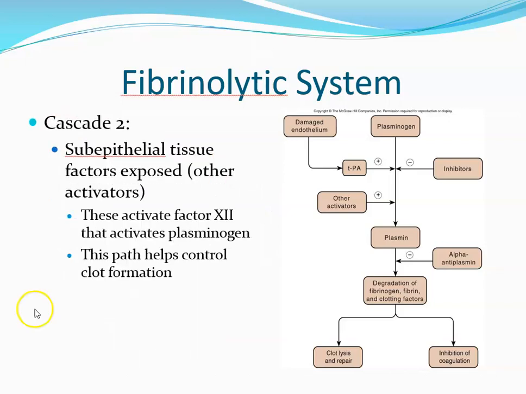The second cascade involves subendothelial tissue factors, or these are known as other activators. These activate clotting factor 12, which then activates plasminogen. This pathway helps to control clot formation and also allows for its breakdown.